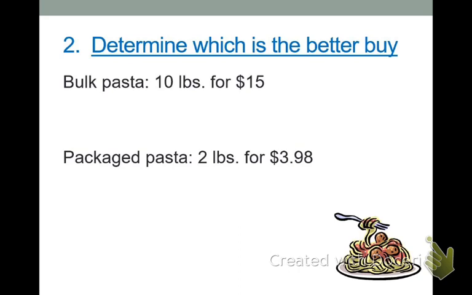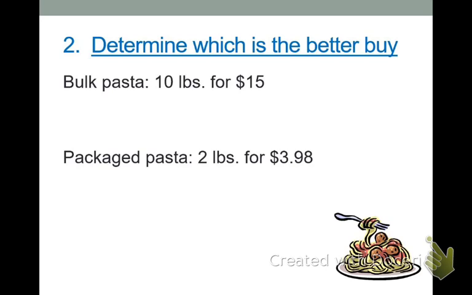So in this case, bulk pasta, it's only selling you 10 pounds, all right? The packaged pasta is where you would get from like Winn-Dixie or Publix. You can get it in smaller amounts. So we're just trying to figure out what the better deal is, which one I'm getting more for my money, okay? So let's check this out.